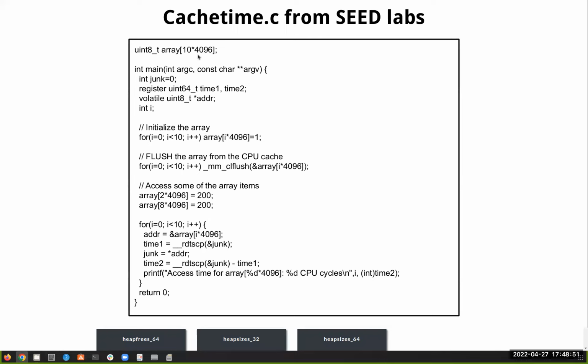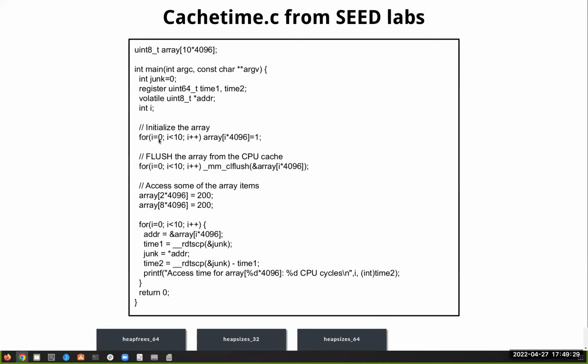It will be in the .data section, maybe .bss section. And we have the main function here. In the main function, there's a local variable junk. We set it to 0. Then there are 2 local variables, time 1 and time 2. But those 2 local variables, we're not putting them on the stack. We're actually directly putting them in registers because the value is sensitive. Then there is a pointer to point to an address.